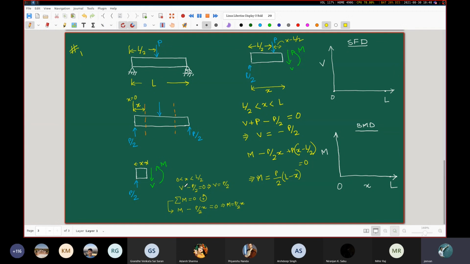So for 0 less than x less than L by 2, you have a constant value of V, that is P by 2. Let's say this is L by 2. Beyond L by 2, what is the value of V? This is minus P by 2. So you have something like this.